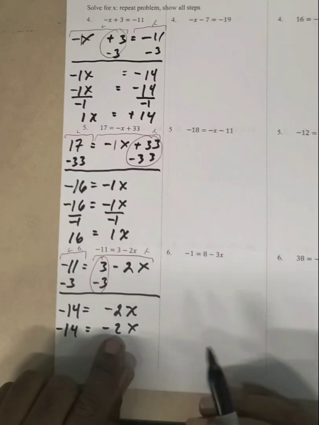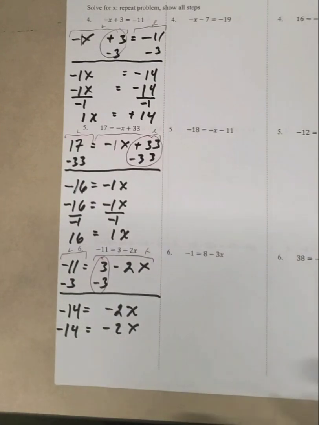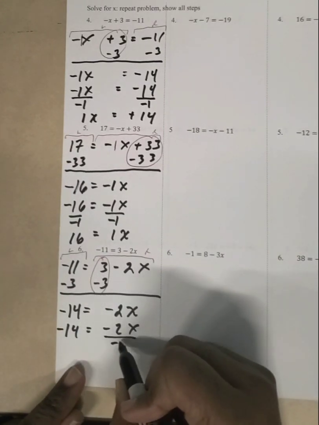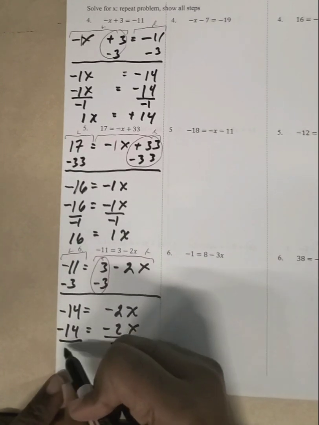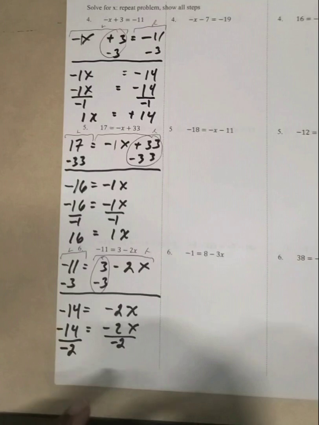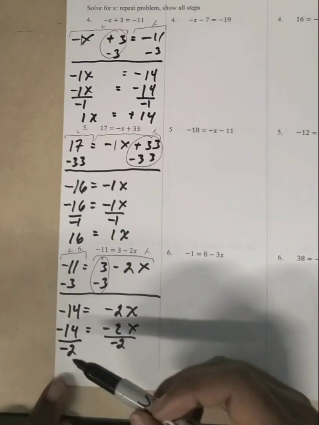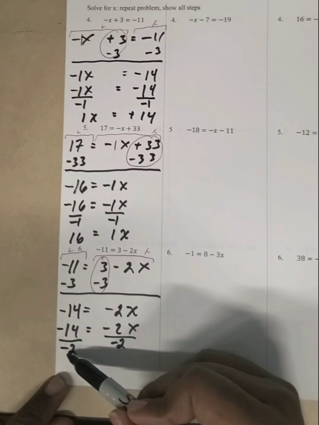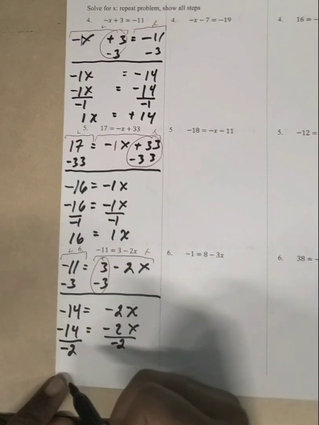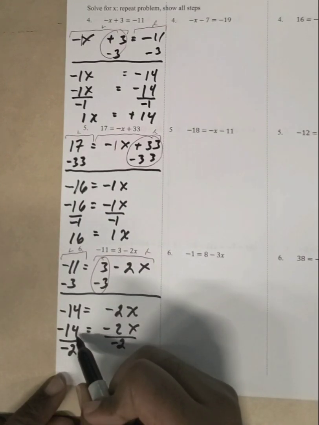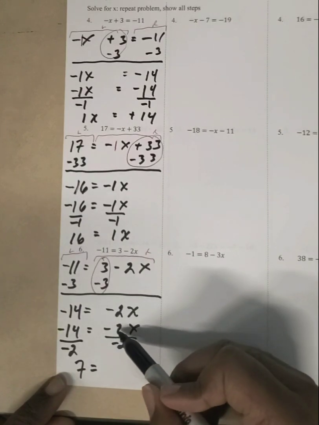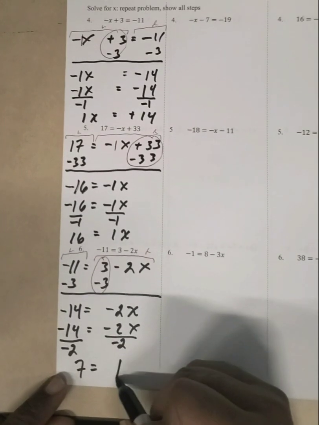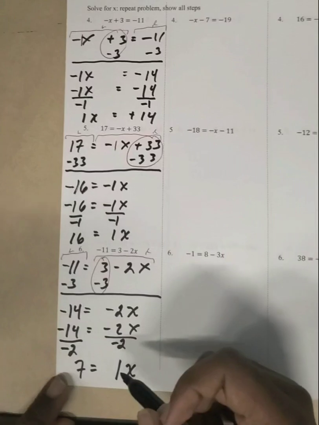To get rid of the multiplying negative 2 on the right side, we're going to use a dividing negative 2. And that will cancel out. But what we do on one side, we do on the other. So another negative 2 here. And so negative 14 divided by negative 2, that's negative divided by negative, is positive. And 14 divided by 2 is 7. Equals comes down. Negative 2 divided by negative 2 is a positive 1, x. So x is 7.